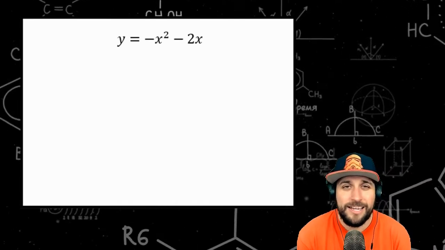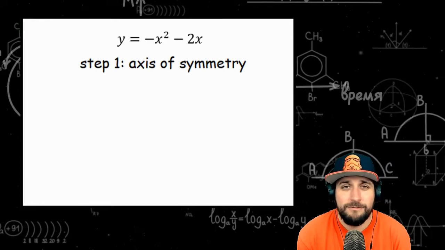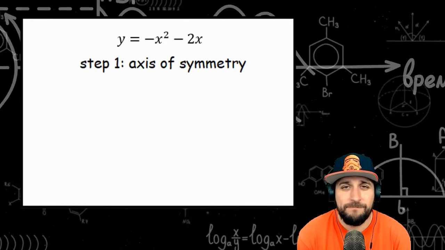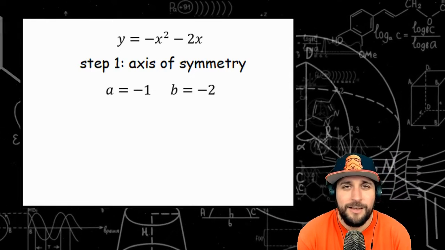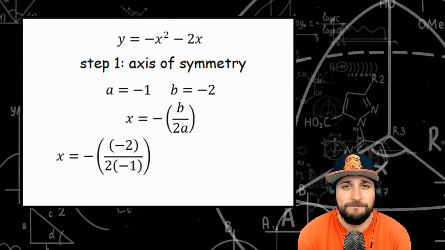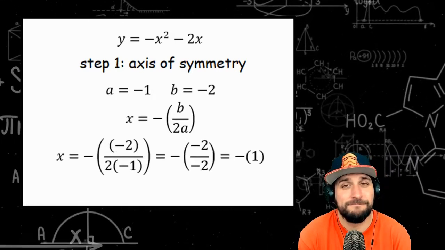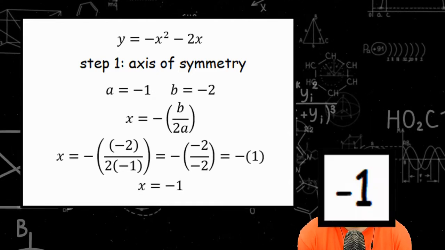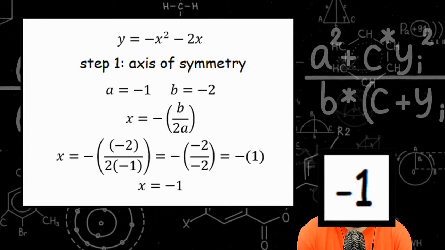So on our notes, examples A and B ask us to find the vertex. Example A, y equals -x squared minus 2x. Step 1, we have to find the axis of symmetry. So my a is -1 and my b is -2. I plug those into my formula for axis of symmetry, and then do the math. And I get out my answer of +1. So my axis of symmetry is at x equals 1.